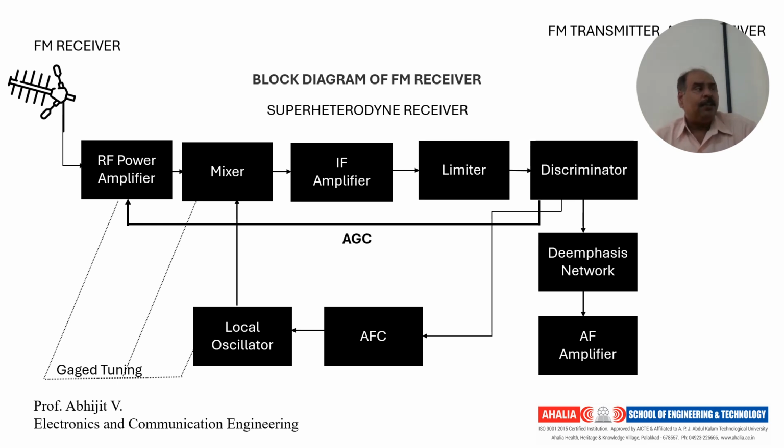In order to understand how a transmitter and a receiver work, we have some concepts in frequency modulation which we will be studying in detail. So this particular receiver, the block diagram shown, is known as the superheterodyne receiver. It consists of an RF power amplifier, mixer, IF amplifier, limiter, discriminator, de-emphasis network, AF amplifier, AFC, and local oscillator.